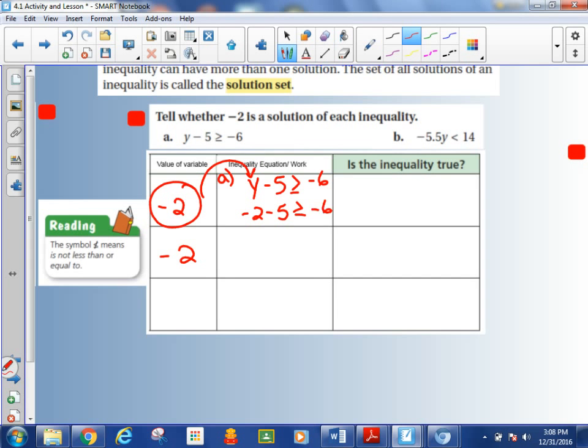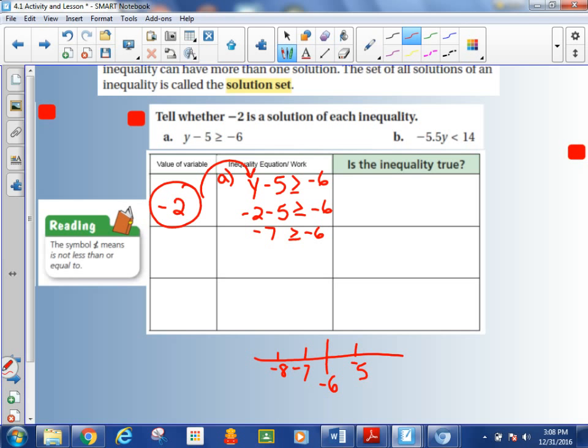So now let's solve that. -2 minus 5 would give me a -7. Is that greater than or equal to -6? So let's think about our number line, and we have to think in terms of working with negative numbers. If -6 is here, -7 is this way, -8, and this would be -5. It's negative numbers, so it goes in the opposite order.